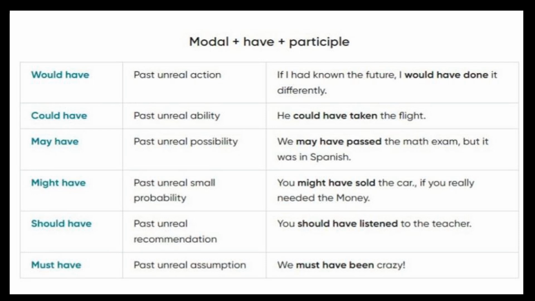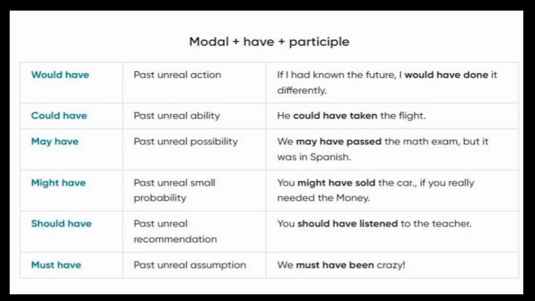May have. To show past unreal possibility. We may have passed the maths exam, but it was in Spanish. What about might have? It shows past unreal small probability. For example, you might have sold the car if you really needed the money. Next, should have. It shows past unreal recommendation. Okay, usually when we use the word should, we want to give advice, suggestion, or recommendation. Example, you should have listened to the teacher.